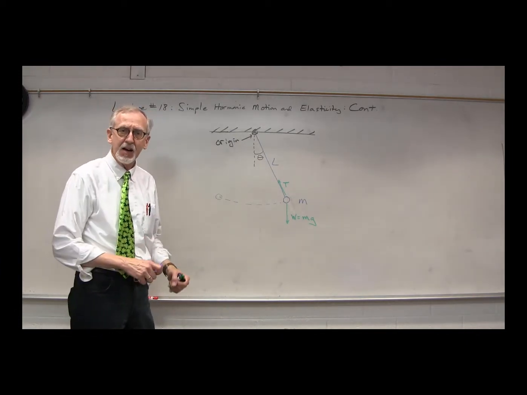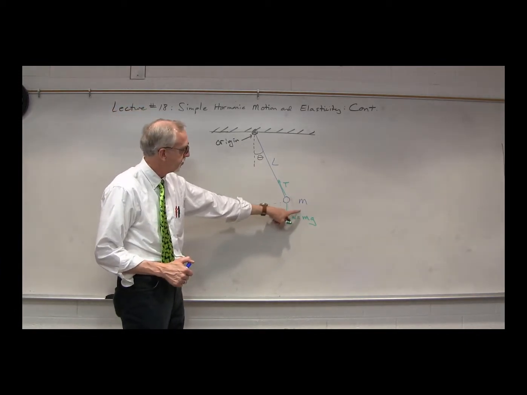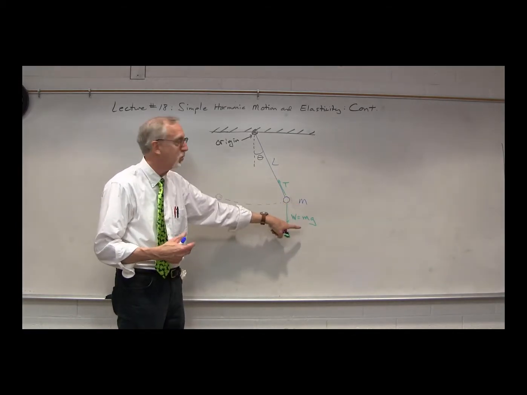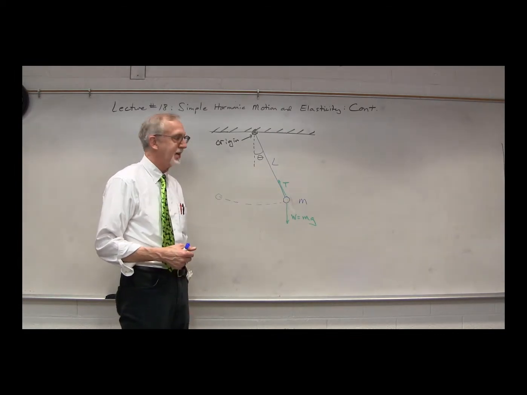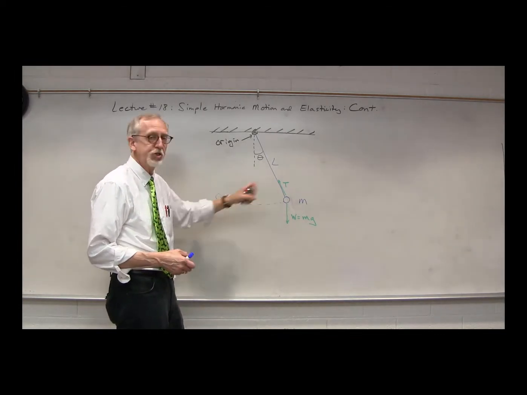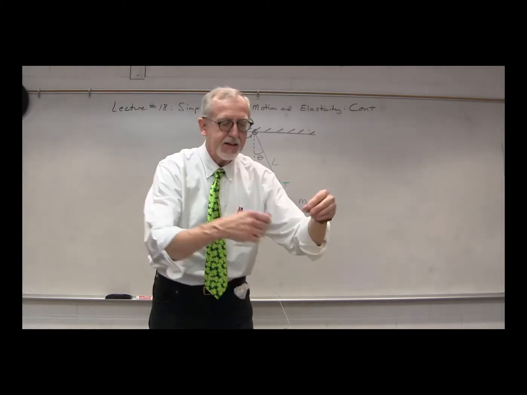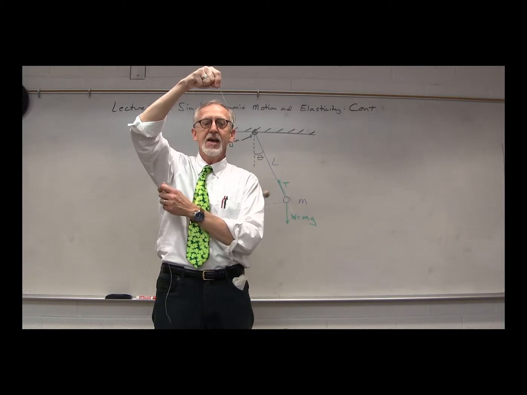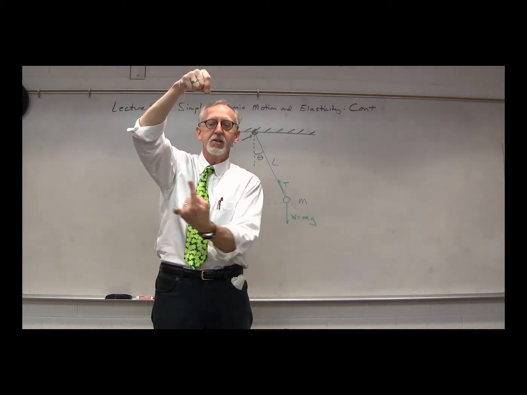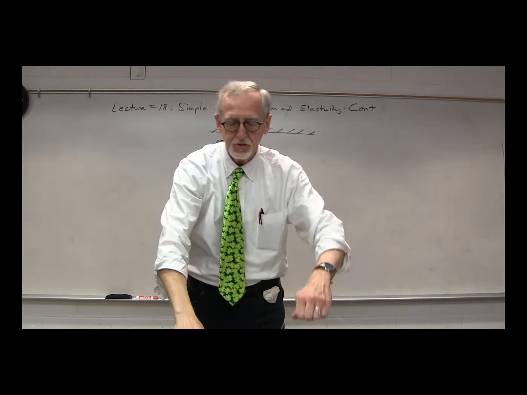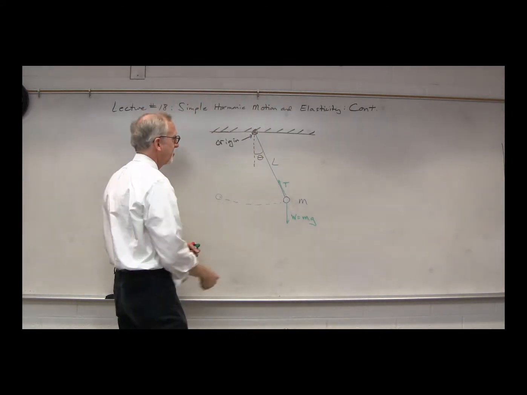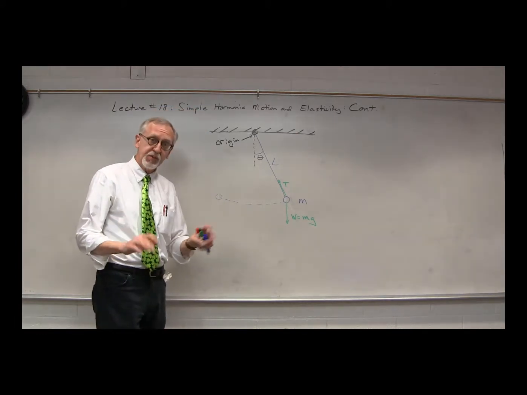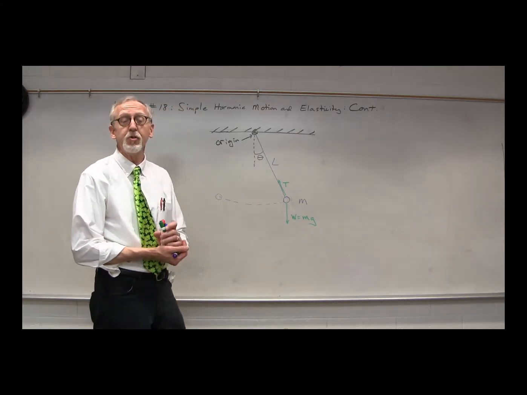The forces acting on the mass are the weight. If we have a mass m, the weight will be mg, acting straight down. And then the tension from the string. As the mass oscillates back and forth, the string is going to be pulling on the mass, and we know tension is always along the direction of the string. So the tension from the string is going to be acting on the mass, pulling it back up towards the origin.